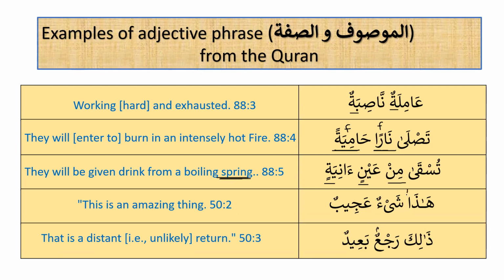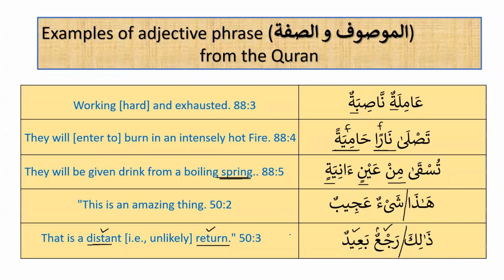Then we have one more example from the Quran. هذا شيء عجيب. So we can see here that شيء عجيب is an amazing or strange thing. So هذا is subject, and شيء and عجيب is موصوف and صفة, which is predicate. And then we have ذلك رجع بعيد. Again, we can see ذلك is subject, and رجع is noun, and بعيد is صفة. That is a distant return. As we can see, distant in English, we have adjective first and then we have noun, but in Arabic we have noun first and then we have adjective.